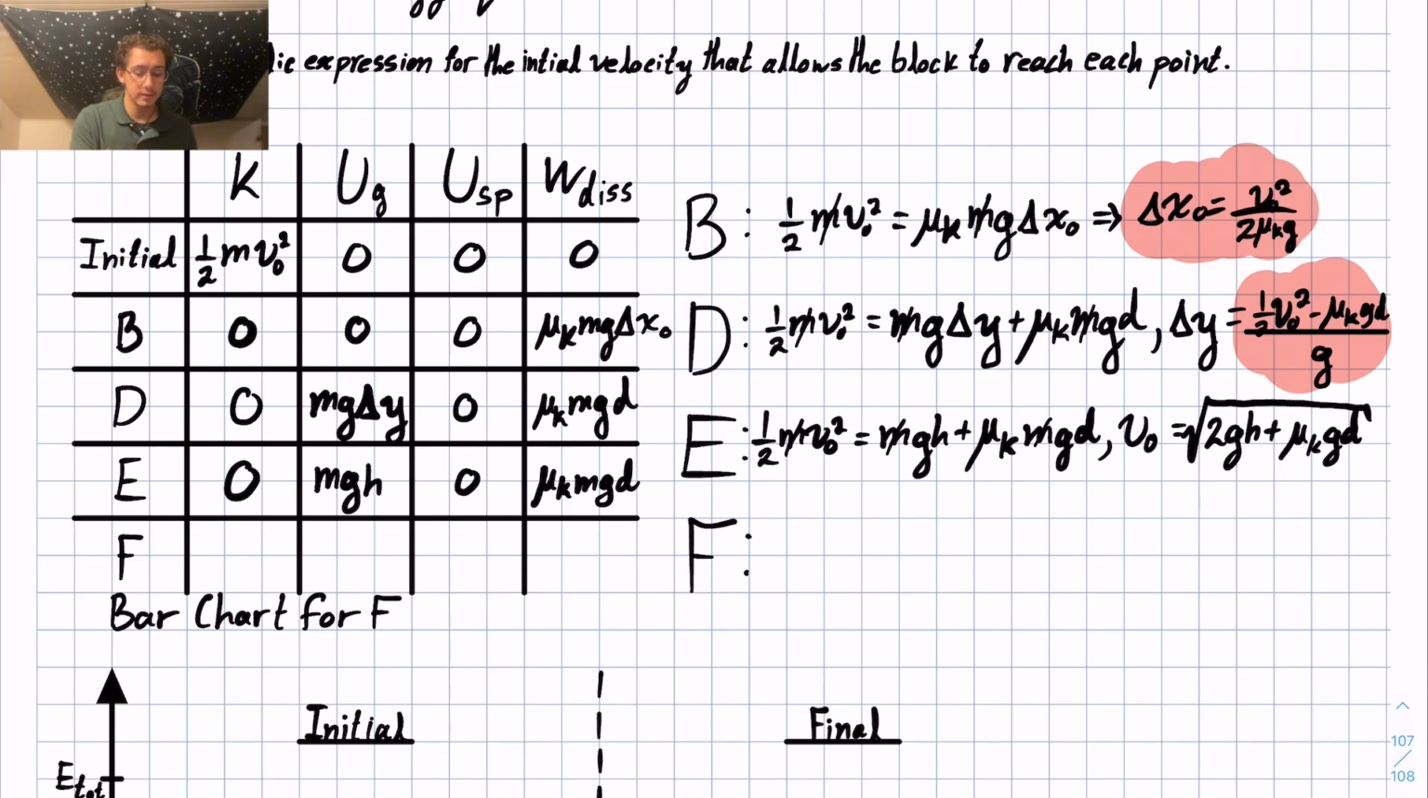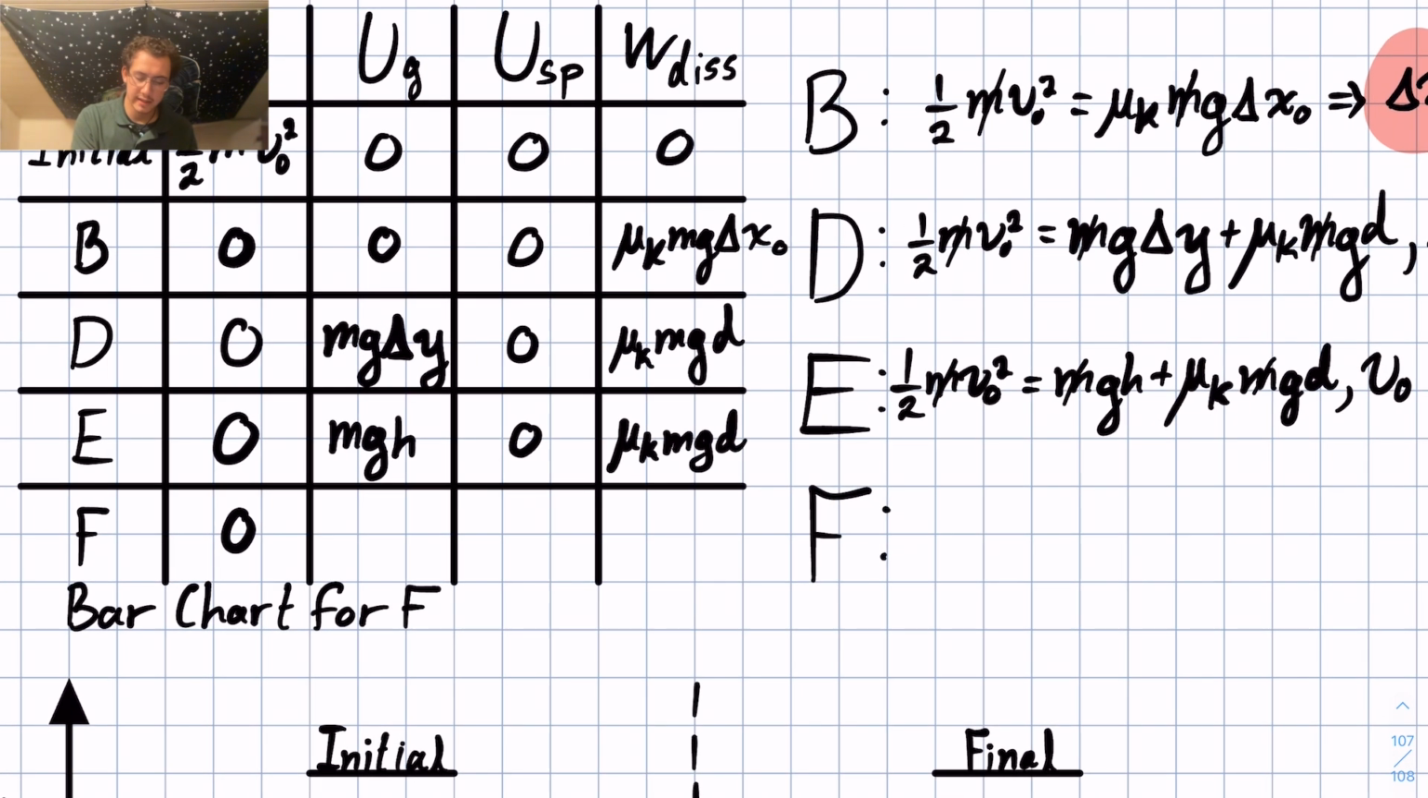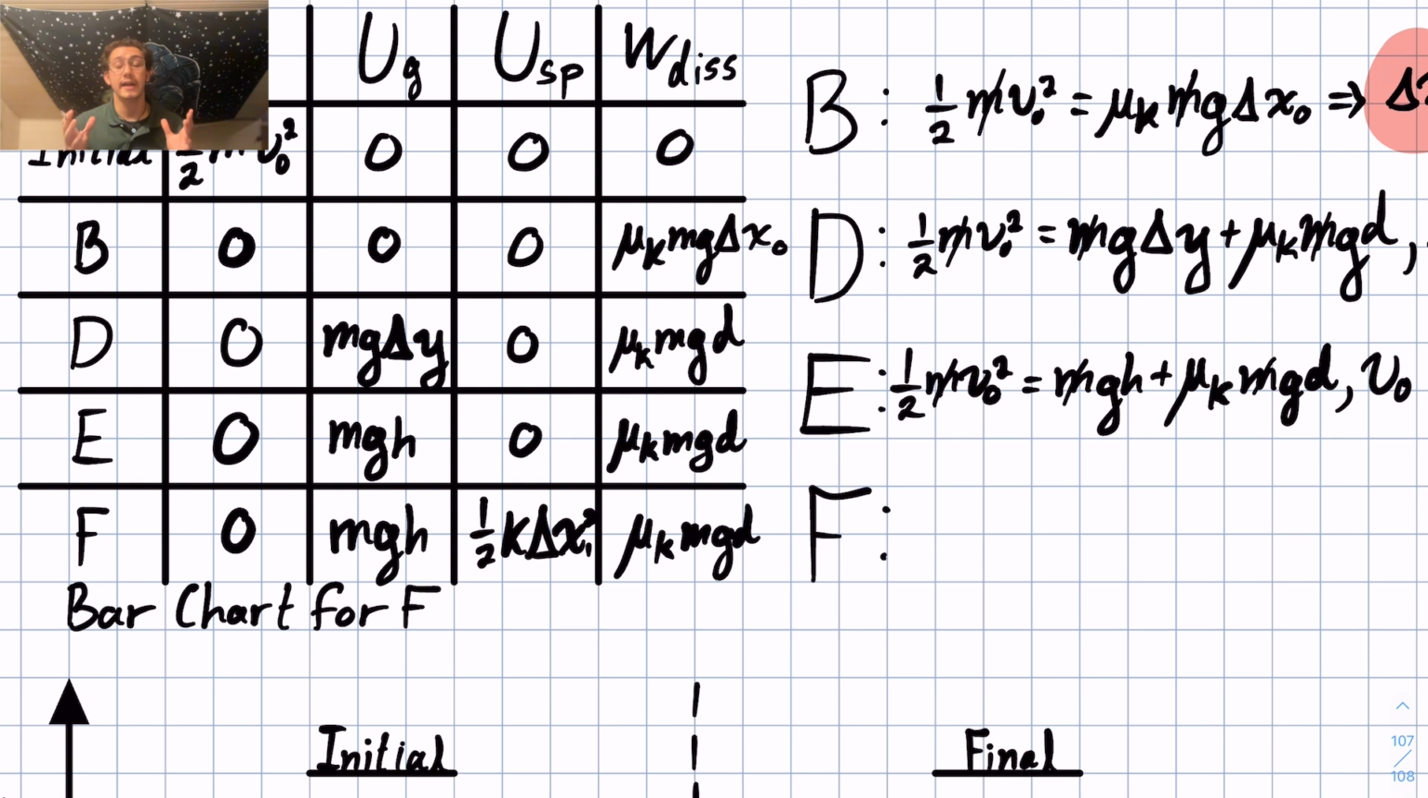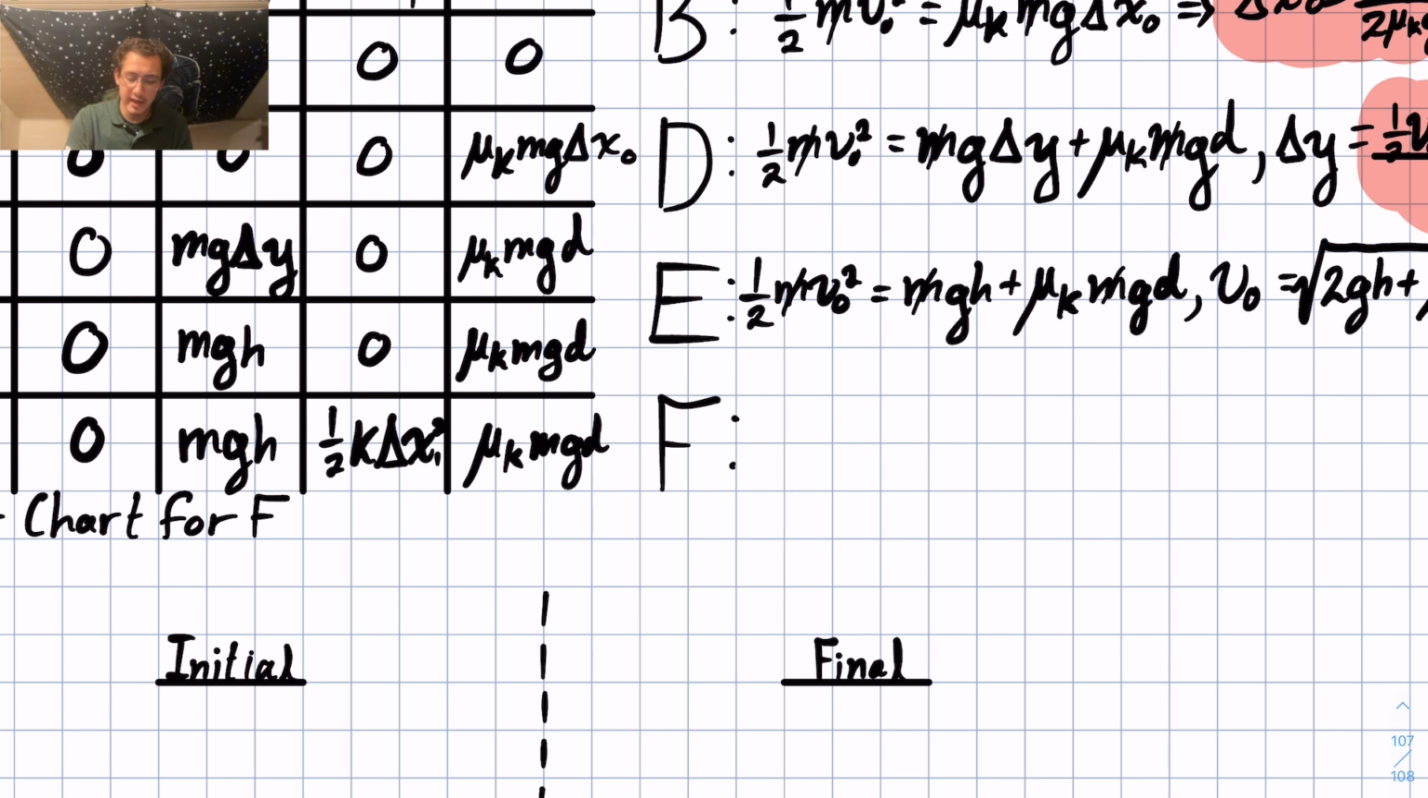All right, so F, if we're coming to a stop, again, boring, I know by this point, but 0 there. And our potential energy due to gravity is yet again mgh, plus 1/2 k delta x1 squared. And then still the dissipated energy due to friction is going to be mu k mgd. There's 2 ways we can go about this. We can either ask, how much did the spring compress? Or, what is the initial velocity? And what we're asked is what is the initial velocity. So let's set up this equation again.